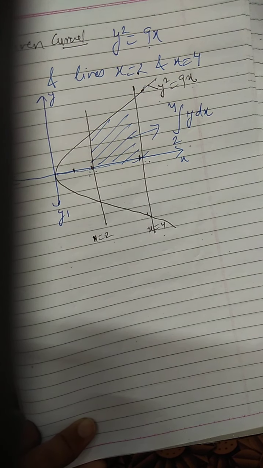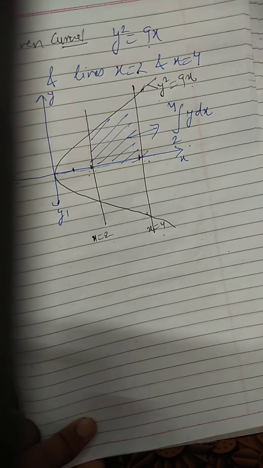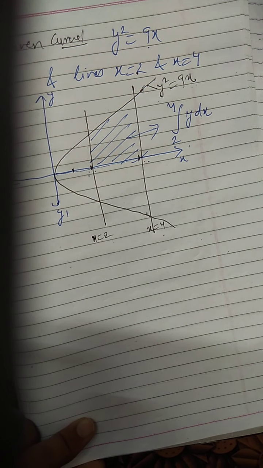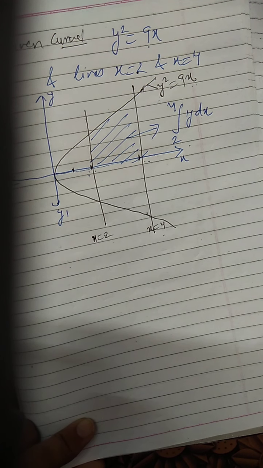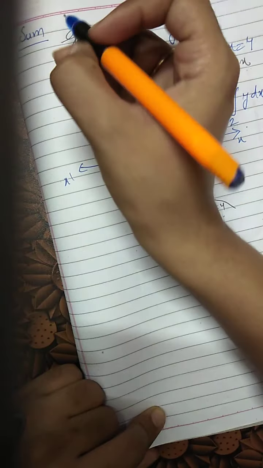Okay, and let us go to the next sum. Third sum is find the area of the region bounded by x square equals to 4y. Now x square equals to 4y is an upward parabola, and the lines given are y equals to 2, y equals to 4 and y-axis in the first quadrant. So once again let us draw.